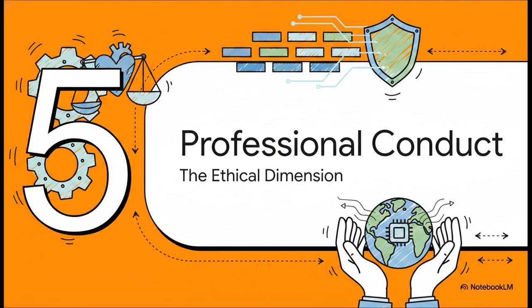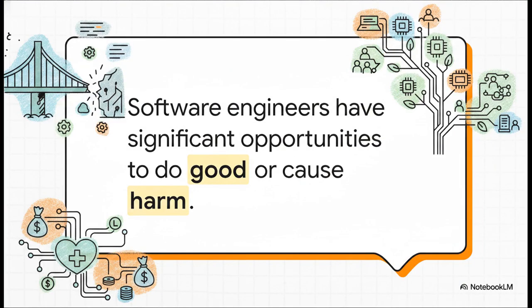But technical skill and process, that's only half the battle. As our reliance on software just keeps growing, so does the ethical responsibility of the people who build it. Professional integrity isn't optional, it's essential. This quote from the official Code of Ethics for Software Engineers really gets to the heart of it. Significant opportunities to do good or cause harm. That is not some abstract idea. The engineers on the Ariane 5 project caused $370 million in harm with this single oversight. The power to build our world comes with this profound duty to not break it.